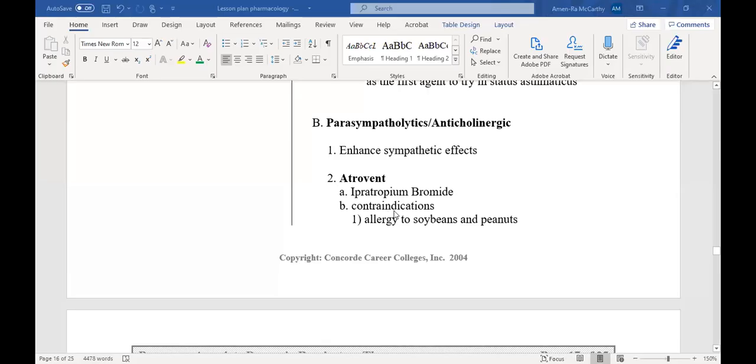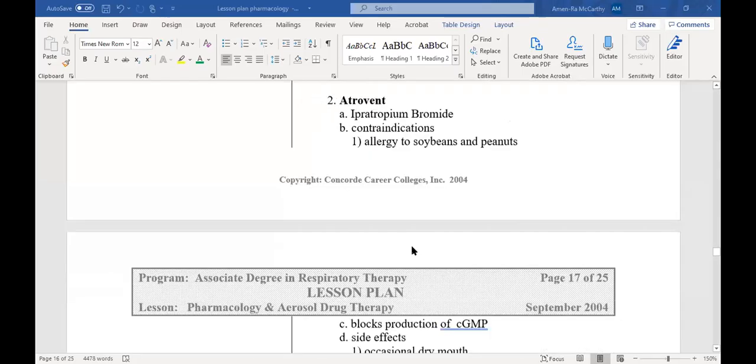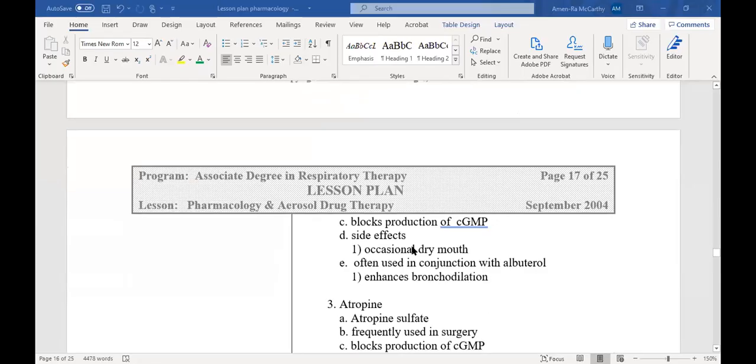All right. Now, there is a contraindication for ipratropium bromide. The main one is if you're allergic to soybeans or peanuts. If somebody has an allergy to soybeans or peanuts, you cannot give them Atrovent. You cannot give them an anticholinergic drug. If you do that, they're going to have an allergic reaction, and then you're going to be looking for your racemic epinephrine or your EpiPen to take care of them.